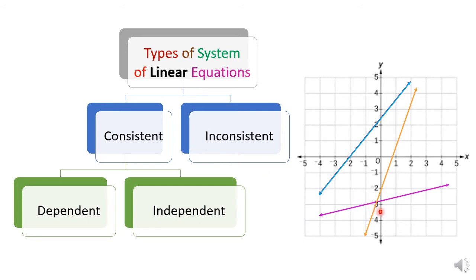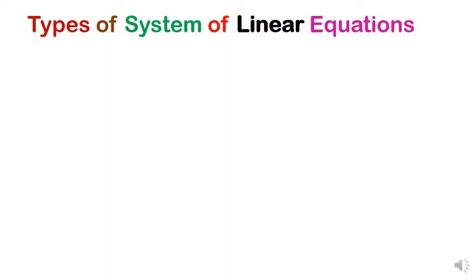So, how do we represent that? We can actually have this green line here. So this green line and this orange line are parallel lines, so they are not intersecting. They will have no point of intersection, so no solution for this system. Okay.